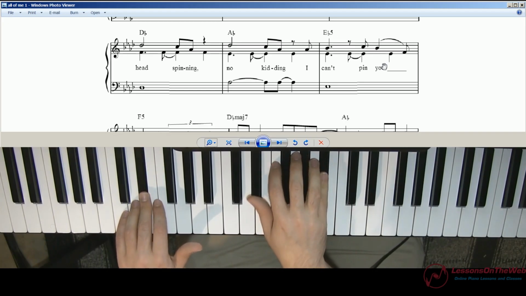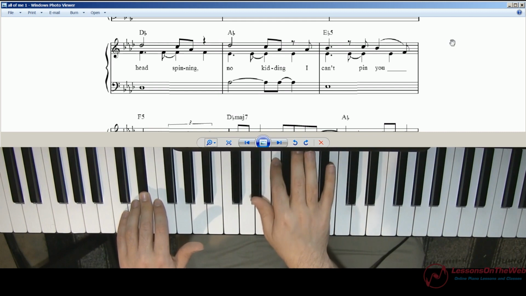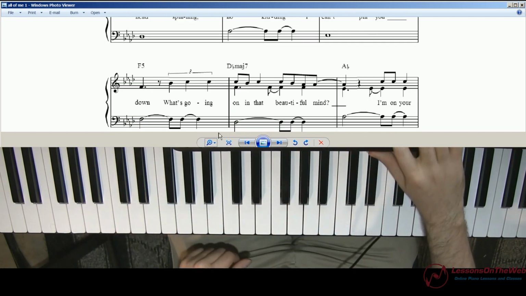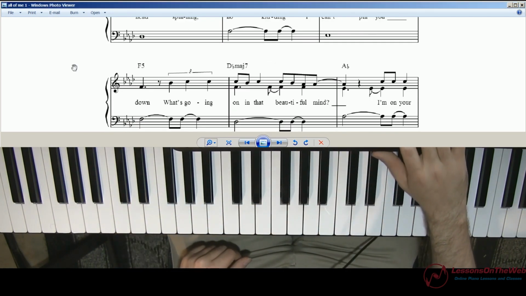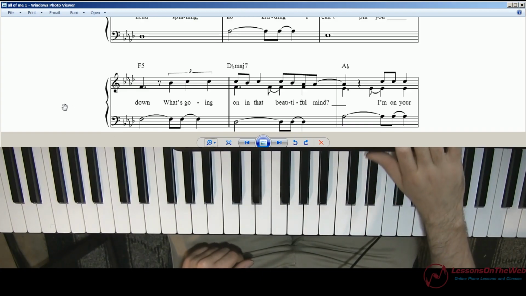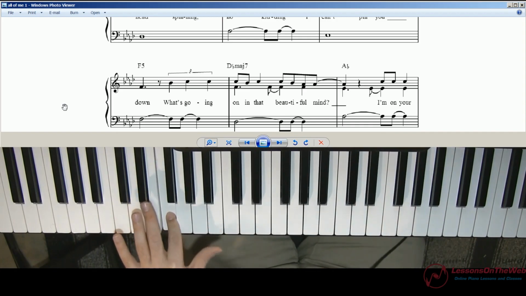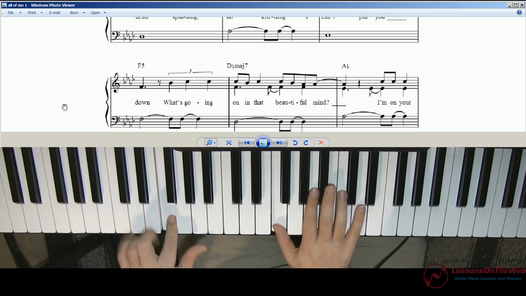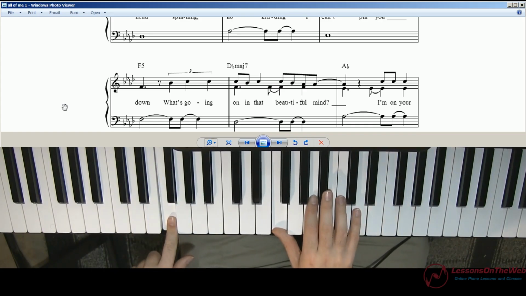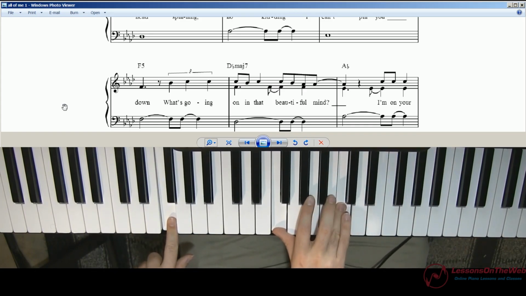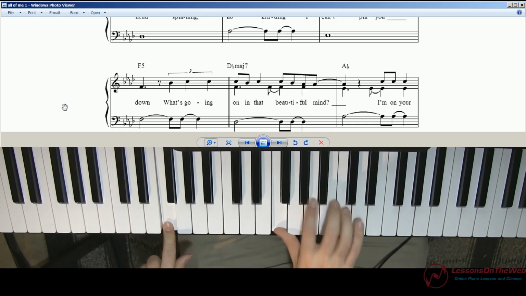Whatever those notes are, I know I'm not the best singer in the world, but let's go on to the last line of that measure, where you have F with your left hand, F with your right hand, for "down," and then for "what's going," you're going to play B flat, C, C, so you go down, what's going.